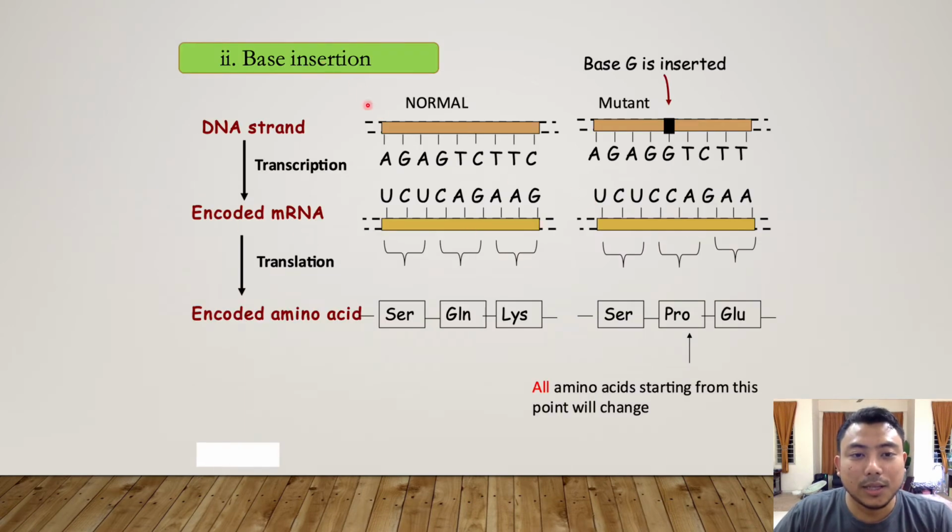Okay, so this diagram shows you what happened for the base insertion. So base G is inserted, and you can see the encoded amino acid sepatutnya serine, glycine and lysine. But then now jadi serine, nampak starting after point of mutation kat sini, belakang-belakang ni semua jadi proline, jadi glutamic acid, semua dah berubah dah.